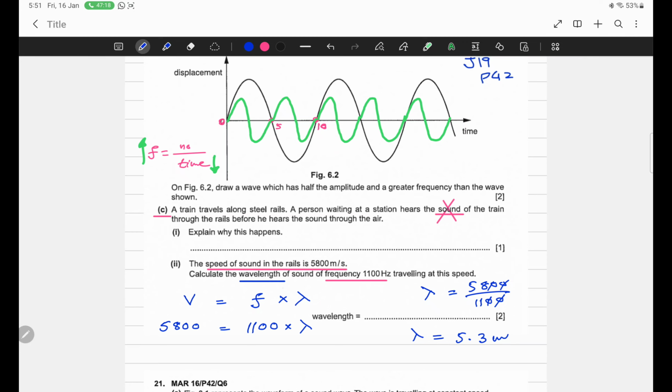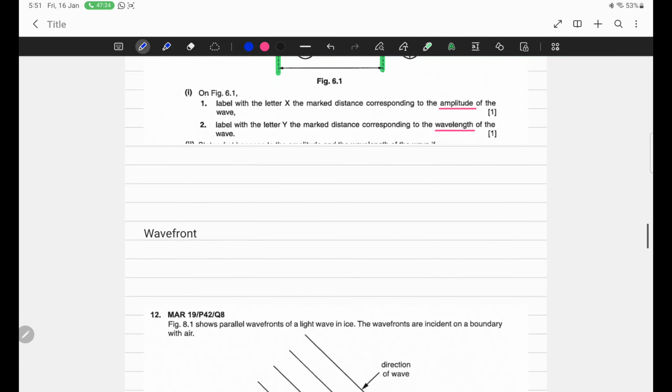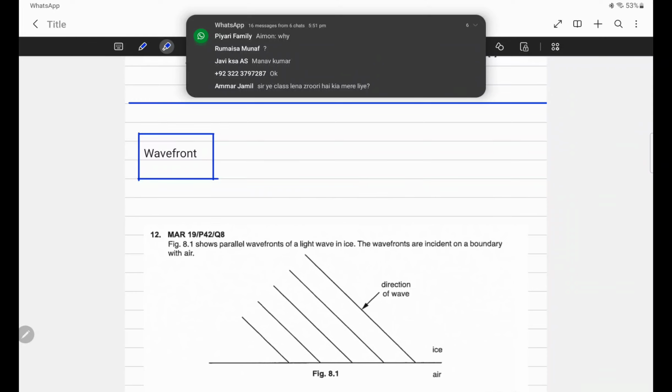So we have a very simple formula: V equals f lambda. Drawing is completed. This question is already done. And tomorrow we will start a new concept called wavefront.